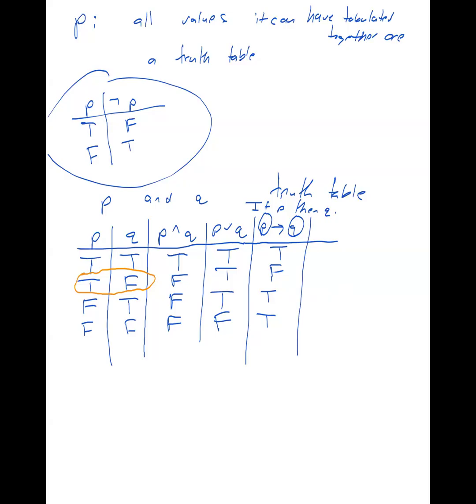Could we reverse it though? What if we said Q arrow P? How would that work? What do you think the truth and false values for Q arrow P would be? Let's use your critical thinking skills and try to tell me what they would be.